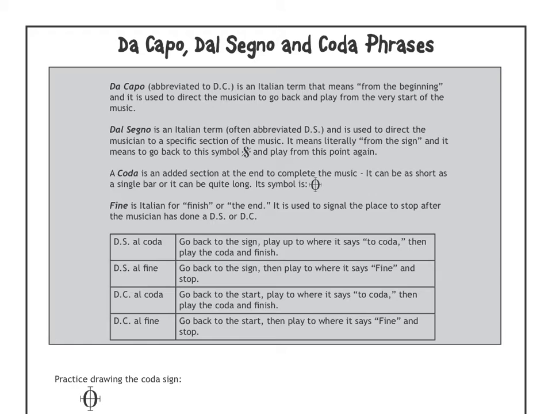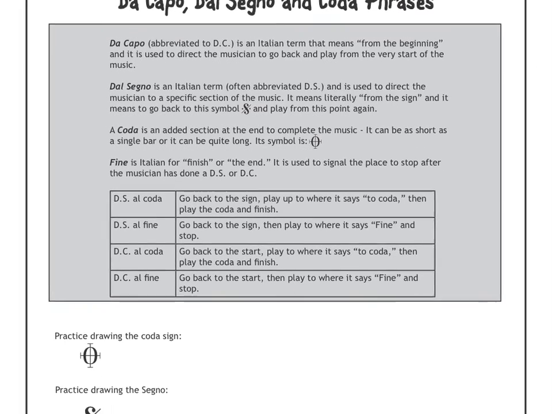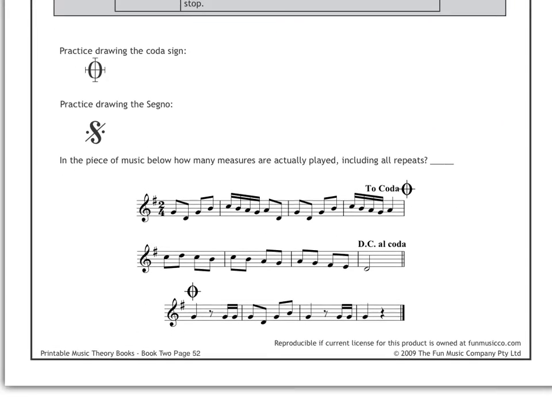So you'll have four different possibilities: dal segno al coda, dal segno al fine, da capo al coda, da capo al fine. And of course you can figure out the translations as you go, because you know what da capo, dal segno, coda, and fine each respectively mean.